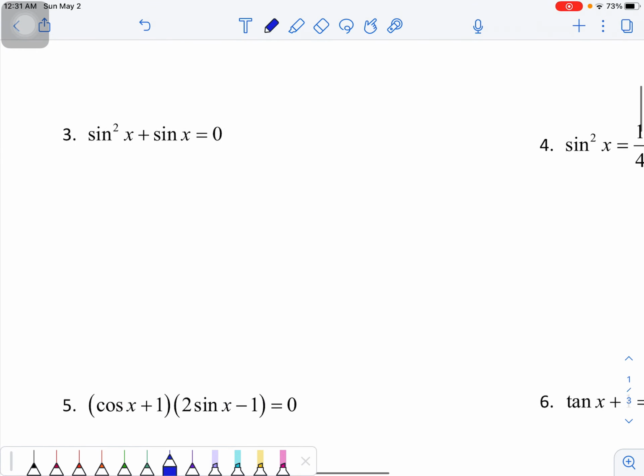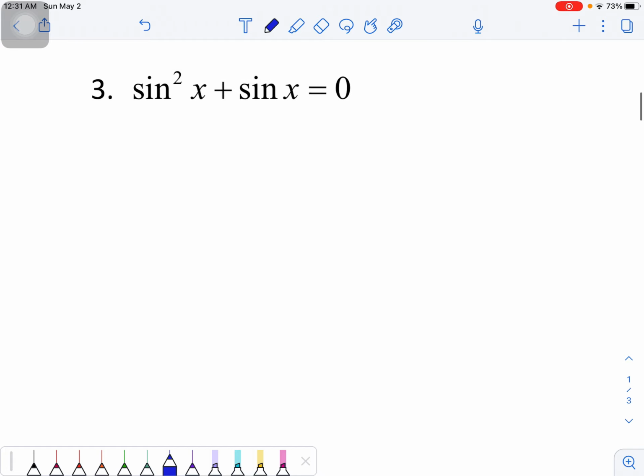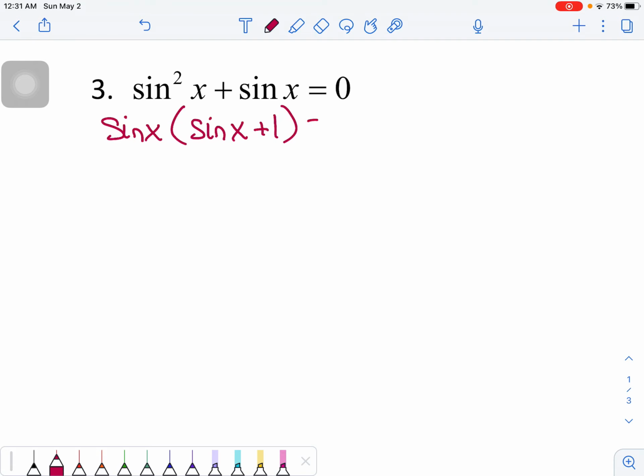I'm going to go ahead and slide on down to number 3 here. Number 3 isn't necessarily a difficult problem. You just need to know what to do. And right now you've got something squared. So basically what you want to do, and it's not equal to 0, so this is helpful, you want to factor this. These two terms both have a common sine, so I'm going to factor that sine out. And then I've got the sine of x plus 1 equals 0.